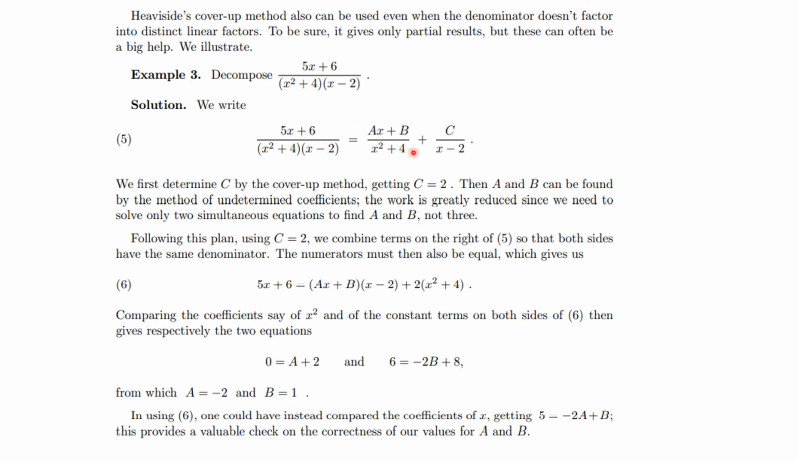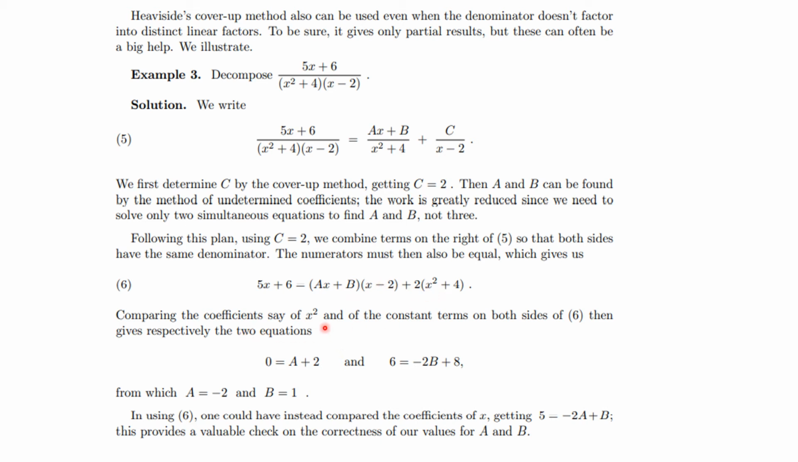Then A and B, which we don't know yet, could be found by the method of undetermined coefficients, solving 2 equations and 2 unknowns. But the work is greatly reduced since we need to solve only 2 simultaneous equations to find A and B and not 3. Following this plan, using C equal 2, we can now put 2 in here and combine the terms, and we get that 5x plus 6 is equal to this times (x minus 2) plus 2 times that.